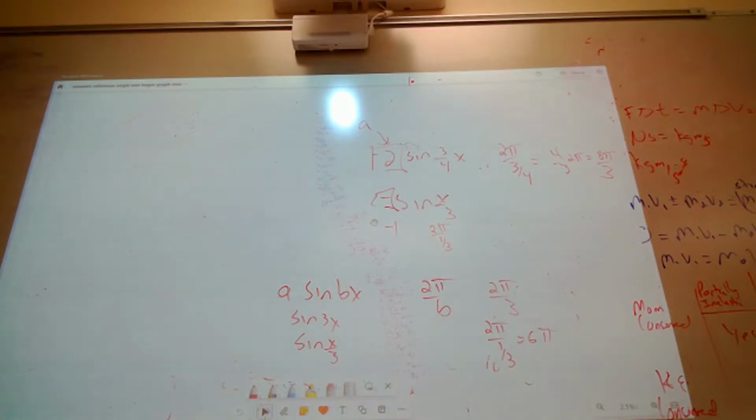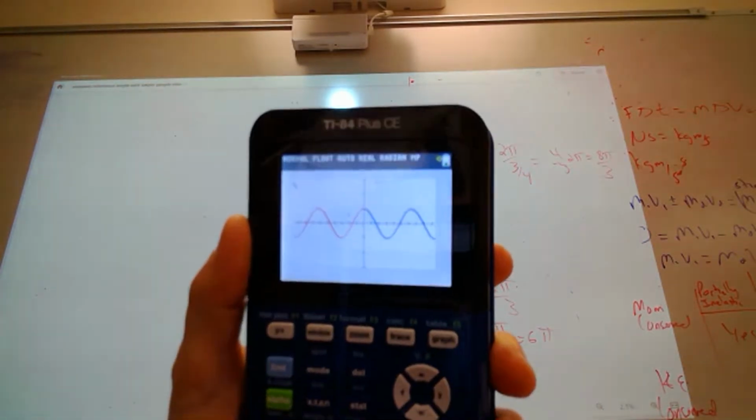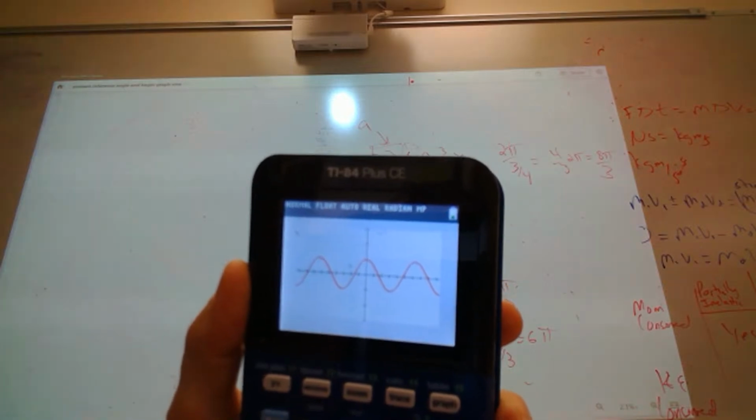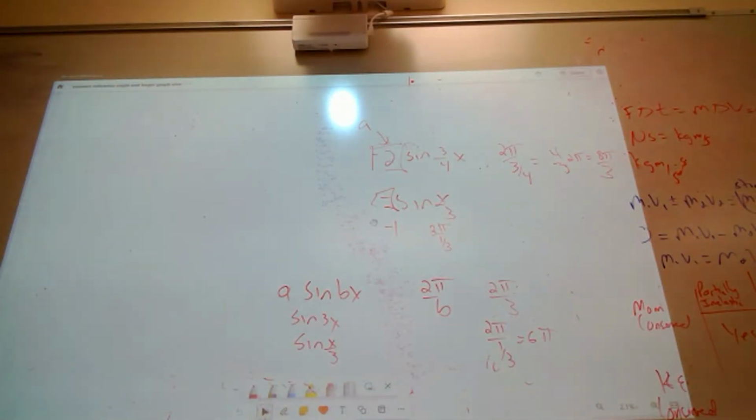Cosine x and then sine x plus pi over 2. What do you see? They're the same, okay? These are basically the same waveform shifted 90 degrees. Does everybody understand? Was everyone able to see it?